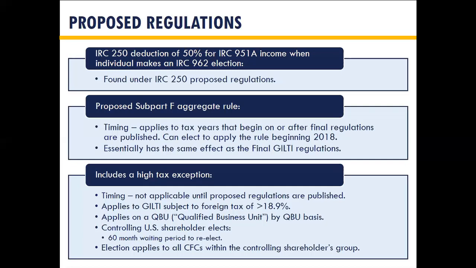the foreign jurisdiction attributable to our GILTI income, and if that tax exceeds 18.9%, which is 90% of our corporate tax rate of 21% right now, if it pays more than that 18.9% tax, then that income is considered high tax. And if it's high tax, then that means it's not required to be distributed or deemed distributed as part of GILTI. In other words, it's eligible for deferral. That would apply on a QBU by QBU basis.